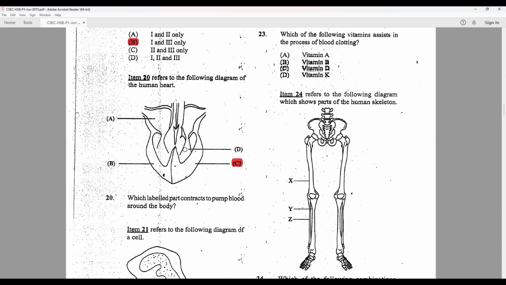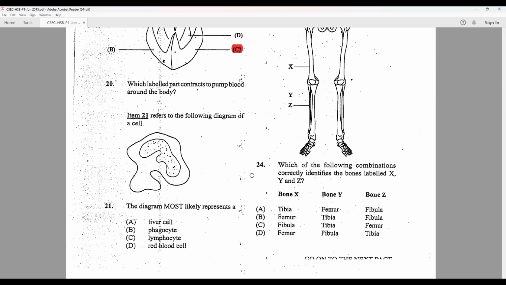D is a chamber. It is the left ventricle. This is where the blood will be, but that is not the part that contracts. We are looking for the muscular part. That is why we chose C.